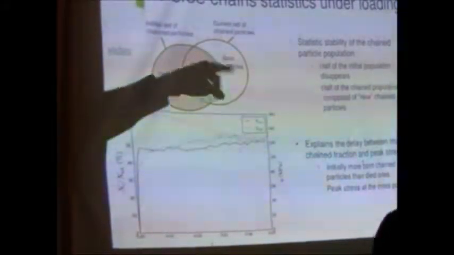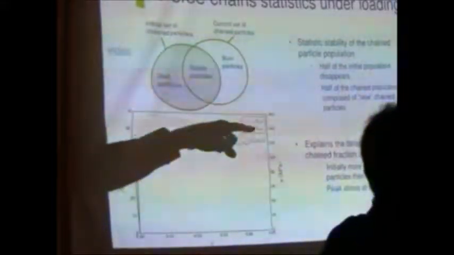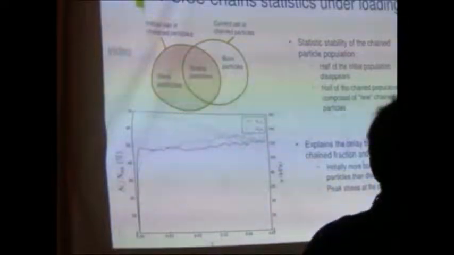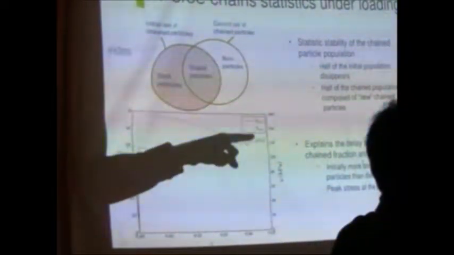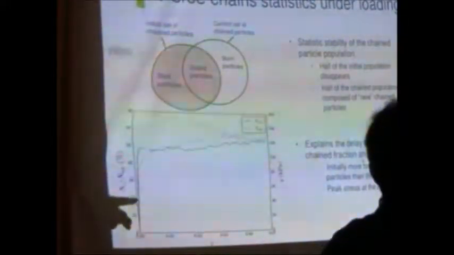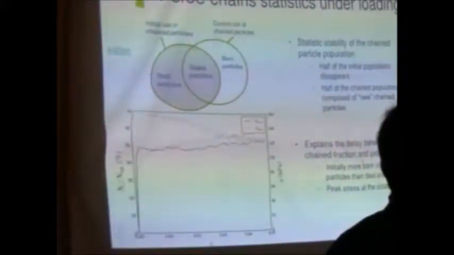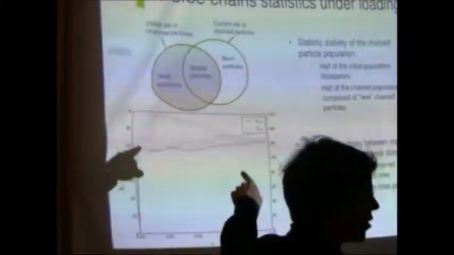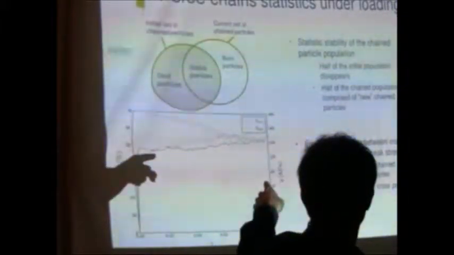Particles that died and particles that were born. On this graph you see the evolution of the number of born particles in solid line. This number increased rapidly at first and stabilized, and the number of particles that died increased slower, which explains the slight delay between the maximum number of particles involved in force chains and the position of the peak.